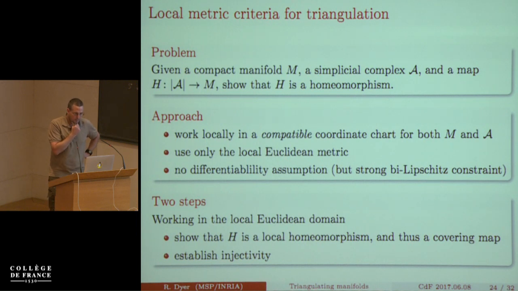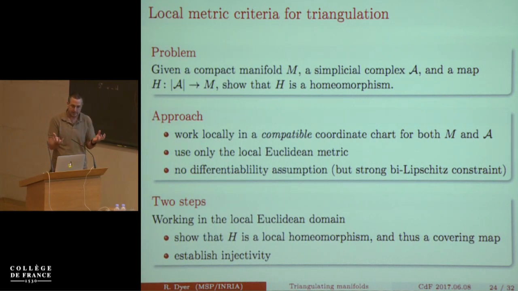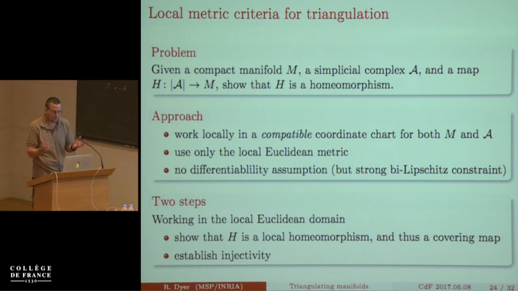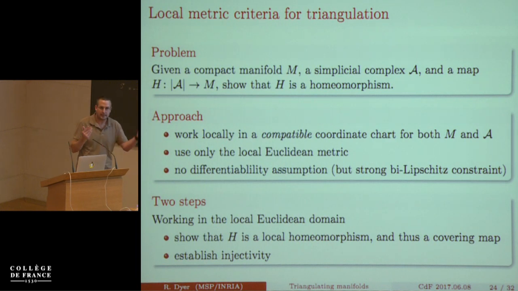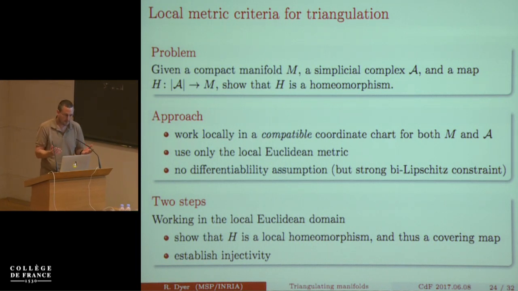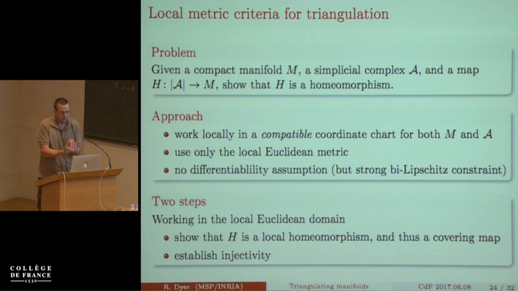Okay, so we're going to stick with our approach from before of working in coordinate charts. Now I've got two manifolds: the simplicial complex that I've constructed and the actual manifold. And I've got this map. I don't need to specify what it is. We've got two candidates, the barycentric coordinate map or the projection map. And I want to show it's a homeomorphism. So again, we're going to focus on a coordinate chart, but we want this compatible coordinate chart, and I'll talk about that next.